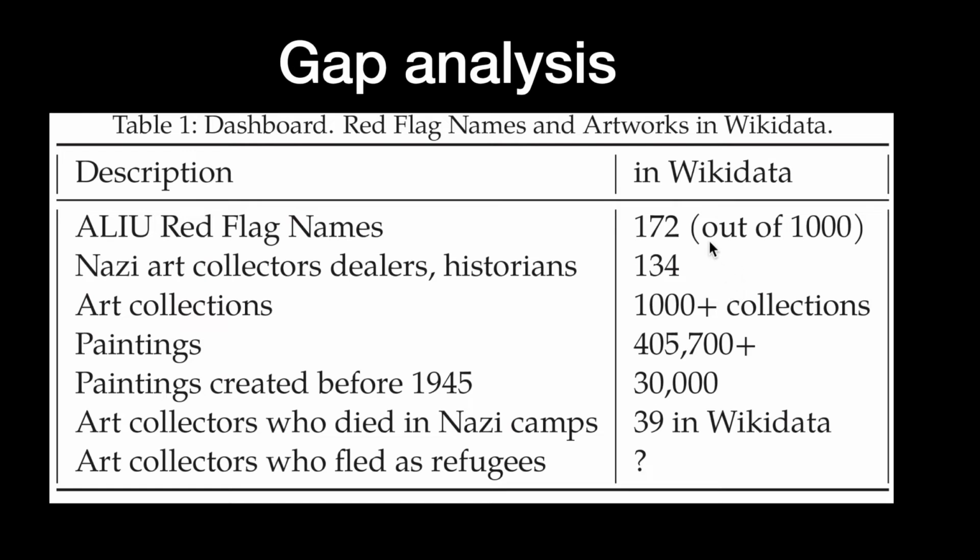So we see that there are 172 red flag names in Wikidata out of 1,000, which is more than you'll find in most other databases. We see the number of art collectors, dealers, and art historians who were also members of the Nazi Party. And the good news, though, is that we have more than 1,000 collections, more than 400,000 paintings, of which about 30,000 were created before 1945. We have a number of art collectors who Wikidata knows died in Nazi camps, and quite a few art collectors who fled as refugees, but it's much harder to do a single query that will gather them all together.